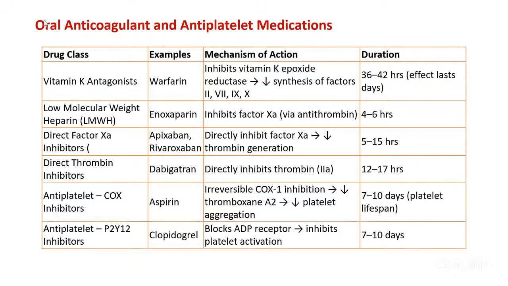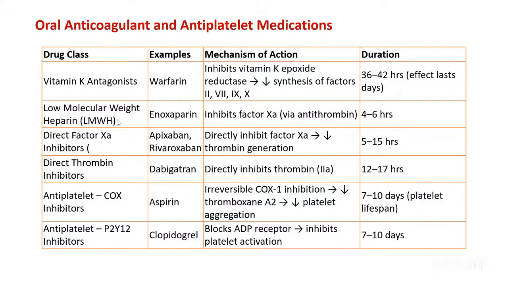In the other table here, we have the specific mechanism for each type of anticoagulant. For example, we have the vitamin K antagonist, such as warfarin, and this one inhibits vitamin K epoxide reductase. Basically, this drug reduces the synthesis of factor 2, factor 7, factor 9 and 10. And the effect of this drug lasts from 36 to 42 hours. Also, it extends to 5 to 6 days. So this is the warfarin.